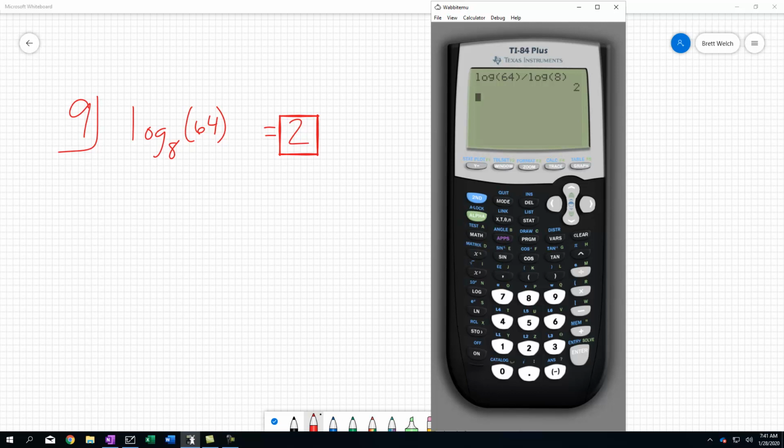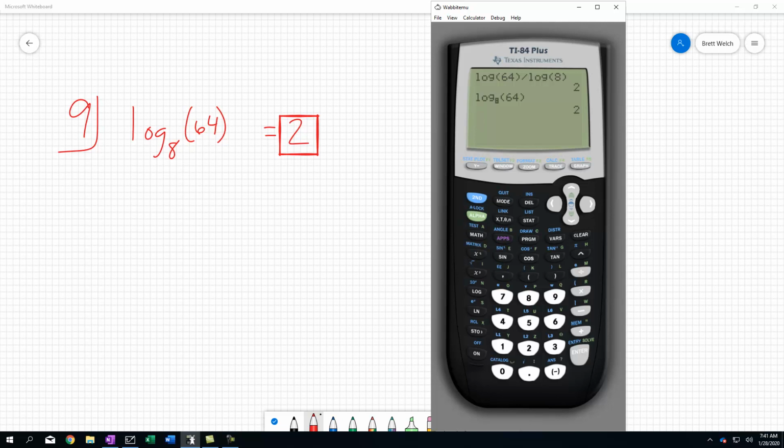We can see that gives us 2, but the other option on these newer calculators is to hit the math button. It's actually quicker to scroll up. Option A there says log base. And when you do that, it gives you the option to put the subscript 8 and then the 64, and we can evaluate that as 2. That's a pretty straightforward problem.